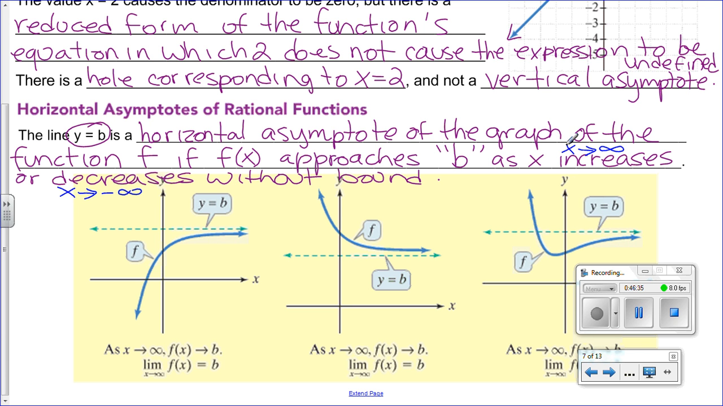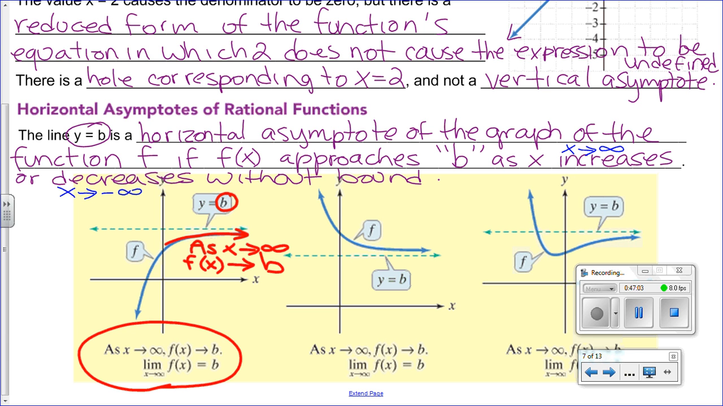Now we have an example of three functions with horizontal asymptotes. Here you can see as x approaches positive infinity, or increases without bound, the function value is approaching this particular number for the horizontal asymptote, which we will just use b to generalize. And that is the same thing that you have written here. Now, one thing to consider is that horizontal asymptotes could be crossed at times, like the example you see here. Not too often, but it does happen. Vertical asymptotes will never be crossed by the graph.